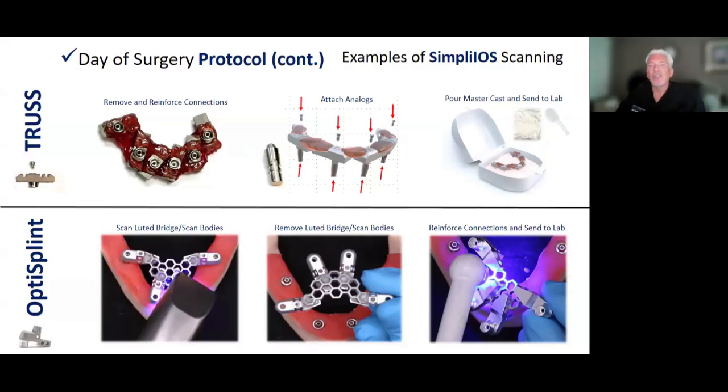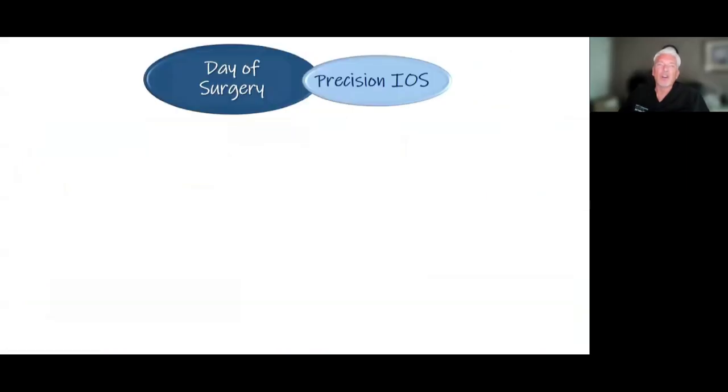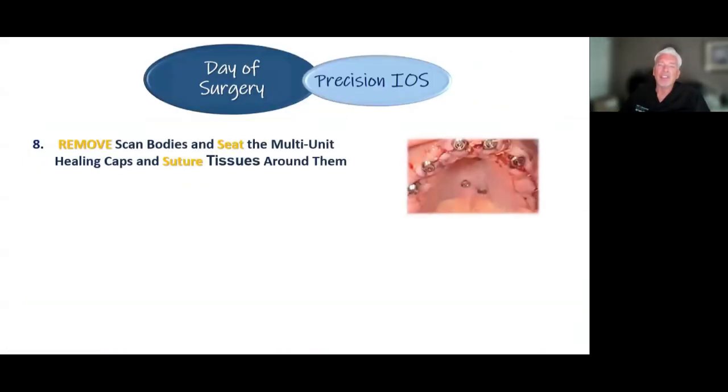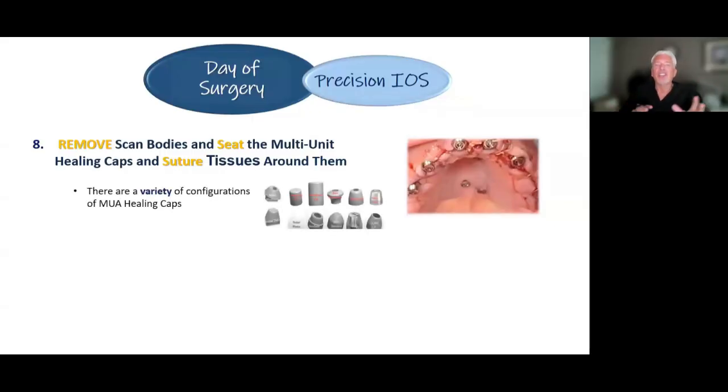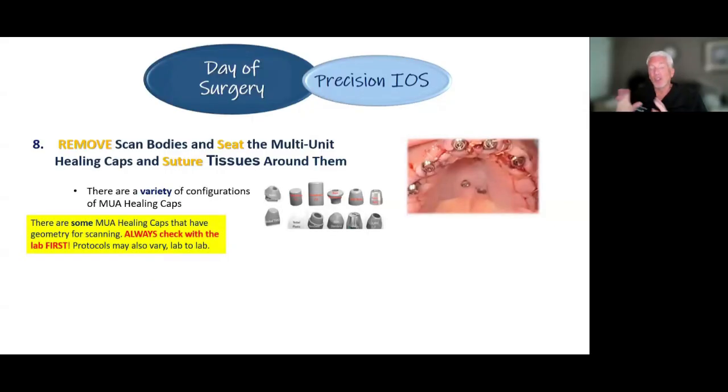Again, look at these different systems and find out what works for you, what you like. Similar with OptiSplint, when that comes off, they also have some analogs that can attach, and you can pour models as well. So there's a very nice workflow that you can create with these. They really give you good information. So now that you've done your scans, we're not done scanning yet. Now what we want to do is have you close the flap, and do that around the healing caps, the multi-unit abutment healing caps.